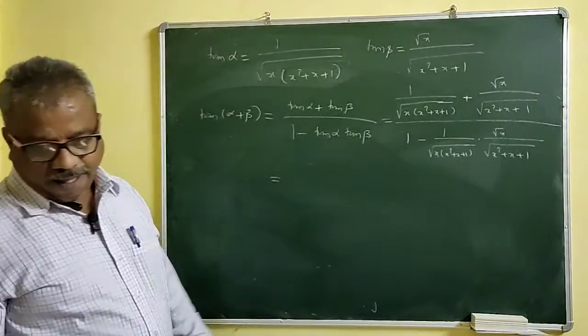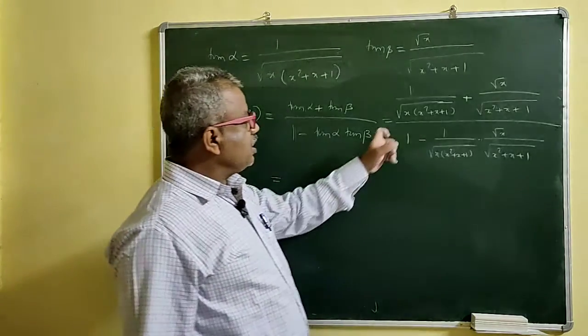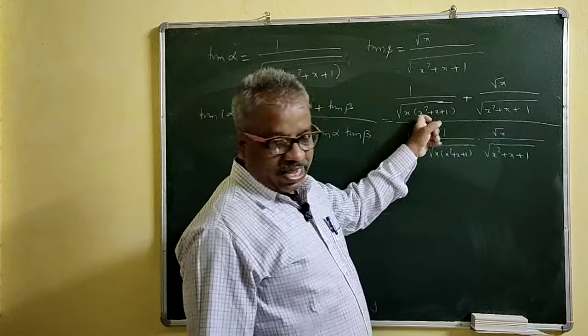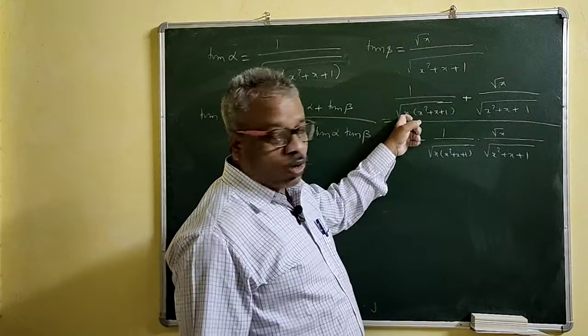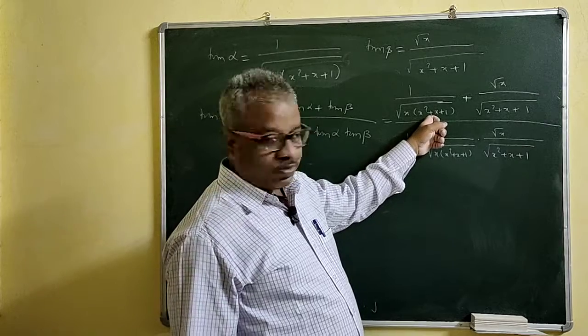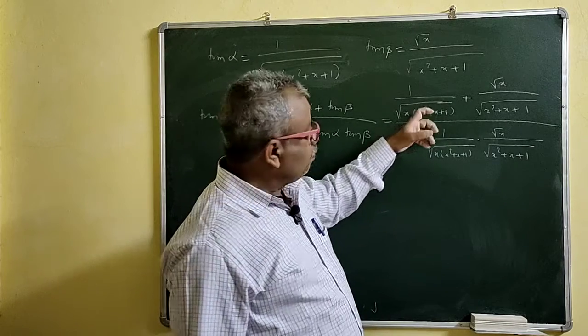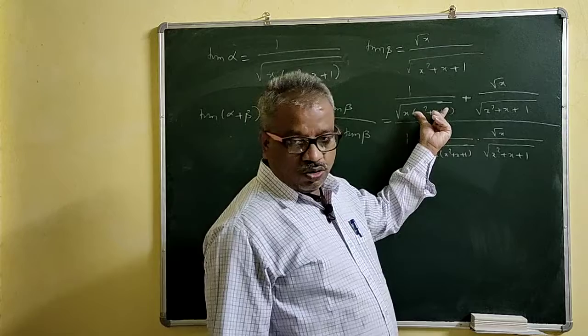Okay. Now see here. This is nothing but what? This is root AB because this is a product. Root AB is nothing but root A into root B. That means here root x into root of this one.